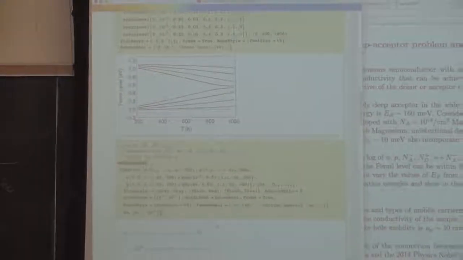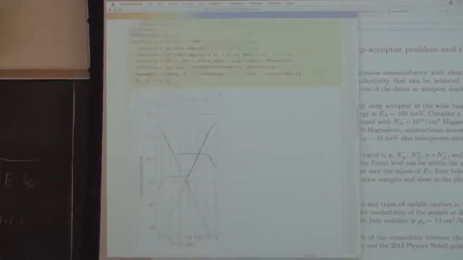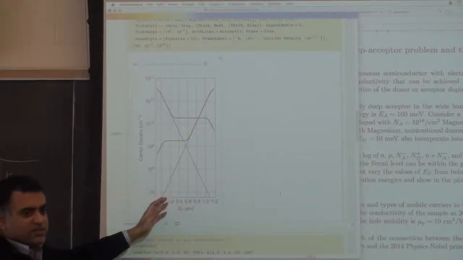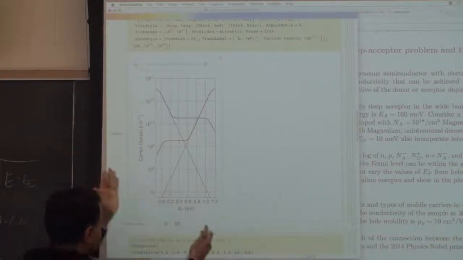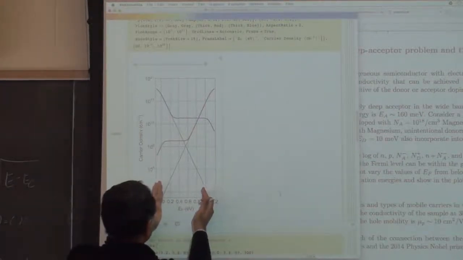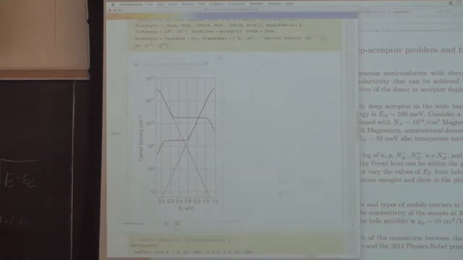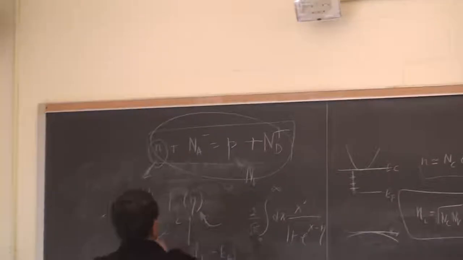So one of the plots I've asked you to do is something like this, where you're going to plot the carrier density. I showed it also in one of the earlier classes. And here's for silicon, conduction band, valence band. And here's your electron density, just the N term.